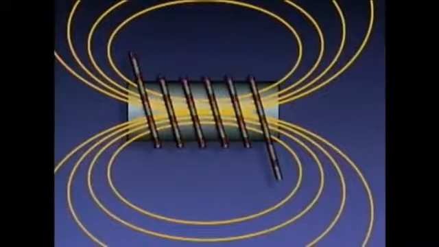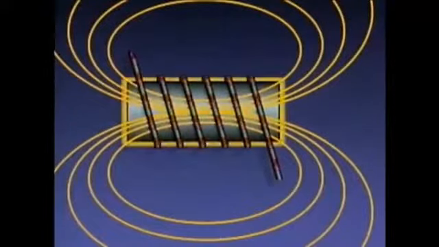When current flows through a wire that's shaped into a coil, the individual flux lines that are produced join together to create one large magnetic field. The core serves to concentrate this field so that it can have a maximum effect. Current flow through the coil creates a north pole and a south pole.